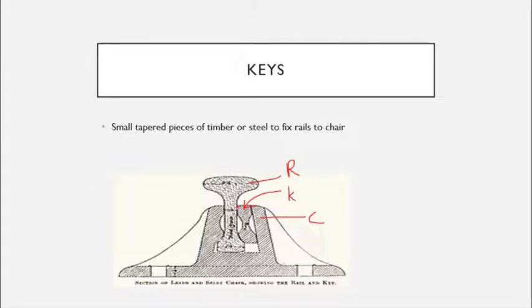Generally the keys will be timber pieces or steel pieces. So they are small tapered pieces of timber or steel to fix the rail to the chair. So the gap should be filled. There we will insert a piece of timber or steel to connect the rails with the chair. This is usually used in bull-headed rails and double-headed rails, DH rails.